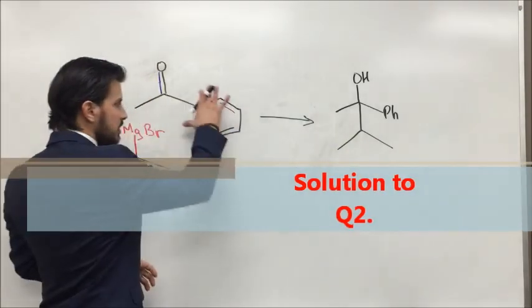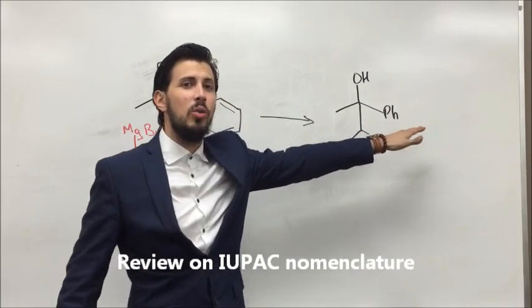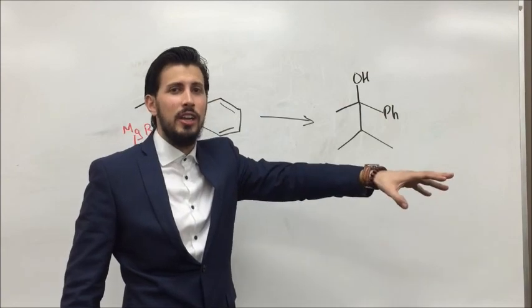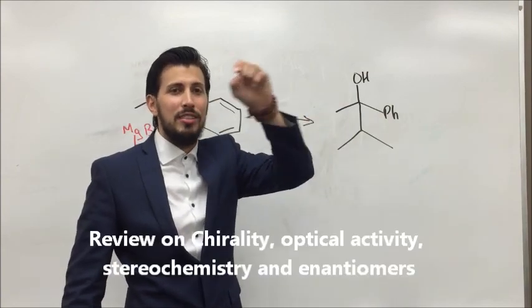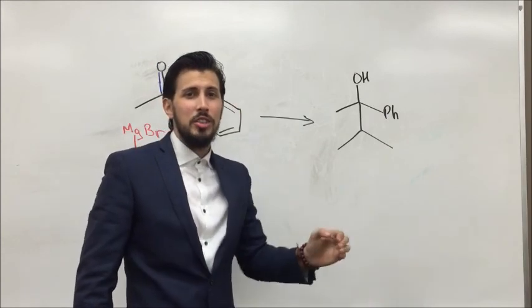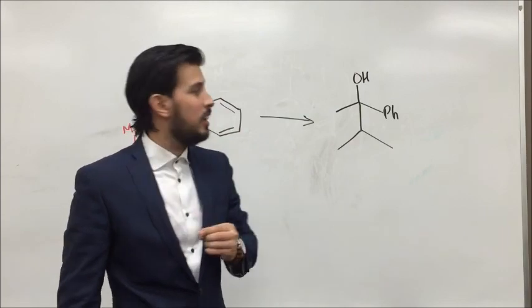If you notice, instead of drawing this whole benzene out again, I just put it as Ph. Again, you should know when the benzene ring is directly attached to the longest chain, then we're going to refer to it as a phenyl group. If there's a CH2 between the longest chain and the ring, we're going to refer to it as the benzyl group. So make sure that you know that.